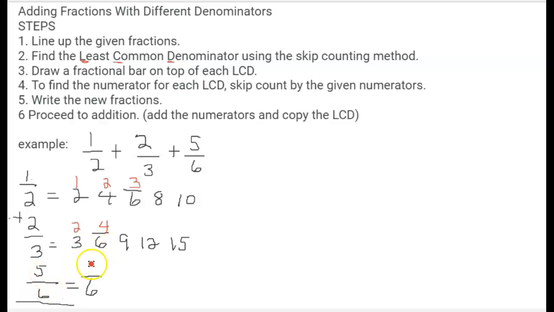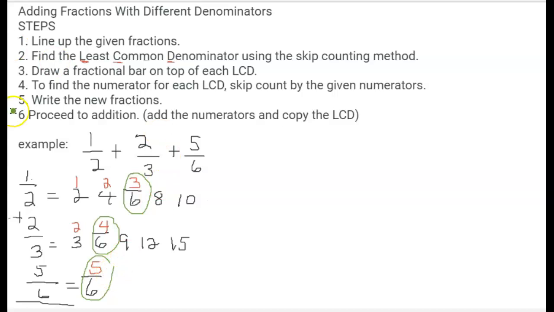My numerator here is a 5. So I'm going to skip count by 5 starting from 5. And I have to stop here. And the fifth step is write the new fractions. So my new fractions now are 3/6, 4/6, and 5/6. The 3/6 is equivalent to 1/2. The 4/6 is equivalent to 2/3, and the 5/6 is equivalent to 5/6. Okay? Now, actually, I changed these fractions into their equivalents with the least common denominator.